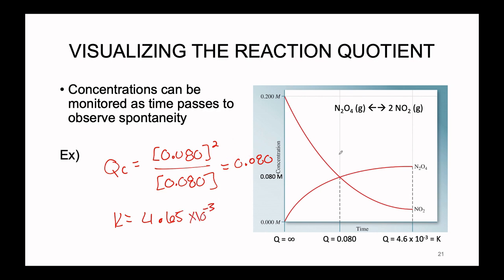So what this tells us is that, yes, even though we have equal concentration of product and reactant, we are not at equilibrium, since our reaction quotient is still greater than our Kc, this 4.65 times 10 to the negative 3. So we are not at equilibrium yet. If we let the reaction progress, again, what this is telling us is that we still have too much product. Our reaction is still going to be shifting back towards our reactant.